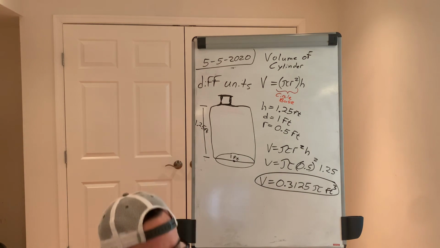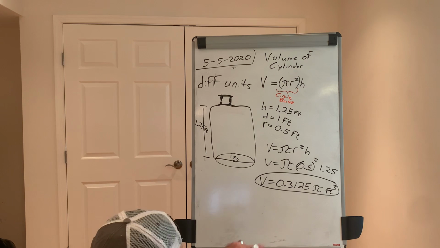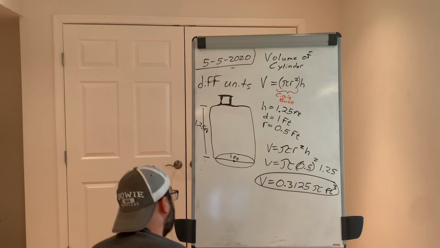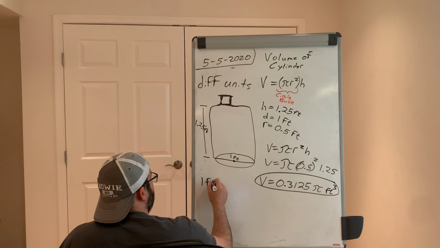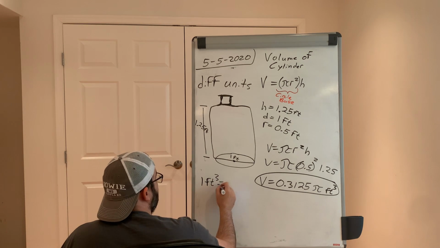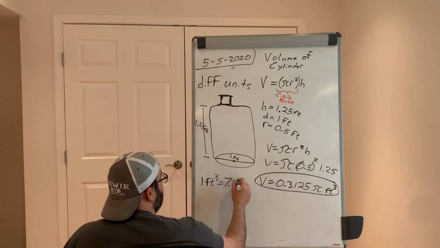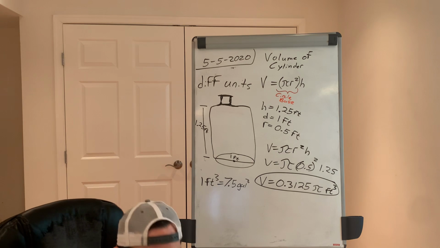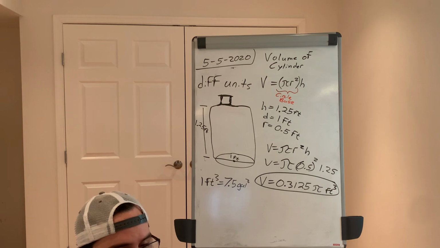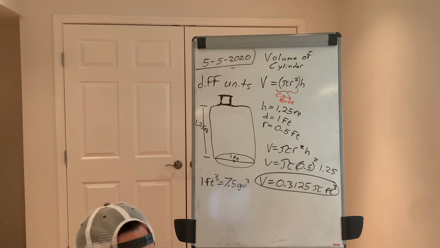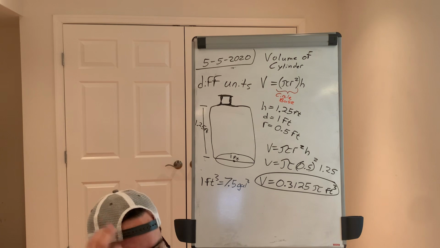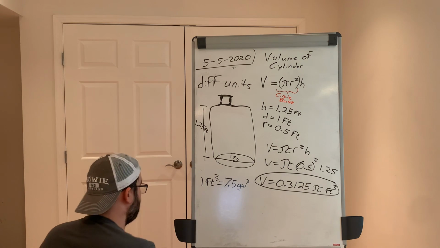So now we need to figure out how many gallons is that many cubic feet. So in the problem, they gave us the conversion. They said that 1 foot cubed is equal to 7.5 gallons cubed. So that information is given. So we're going to use that information to figure out how many cubic gallons this is. And the way you do that is you set this up like so.